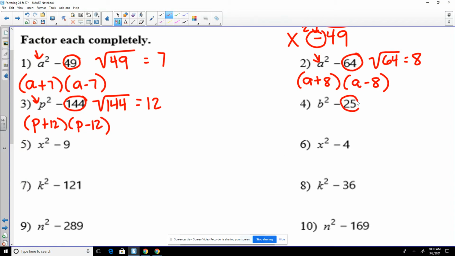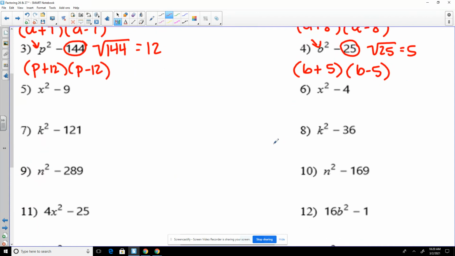Number 4, 25. The square root of 25 is 5. You can use a calculator for this if you don't know that. My variable is B. B plus 5, B minus 5. Okay, so that is when you have a difference of squares.